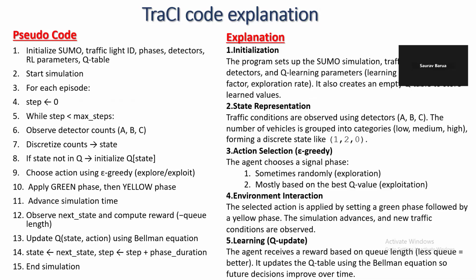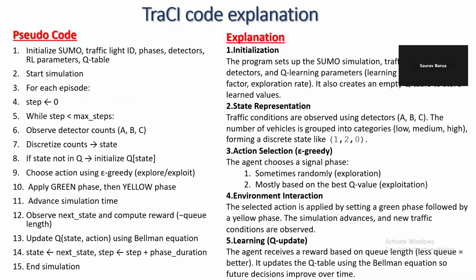Then it will choose the action using an explore approach, which is epsilon greedy. Then apply green phase. After that, apply yellow phase, advance the simulation time, observe the next state and compute the reward. And here the reward is the queue length. Then update the Q based on the state and action. I use the most common Bellman equation, which is used for almost all reinforcement learning. Then state goes to next state, step goes to next step, and the next step will be added with the phase duration, and lastly the simulation is ended.